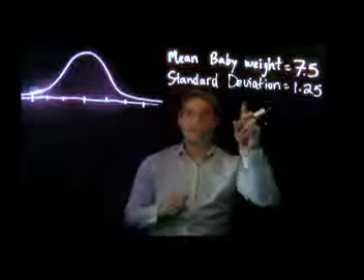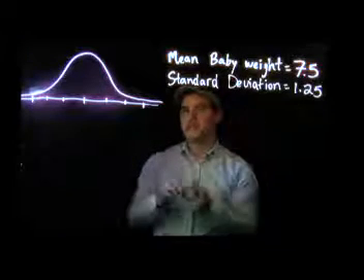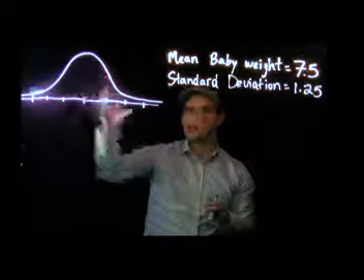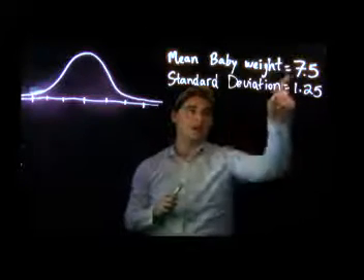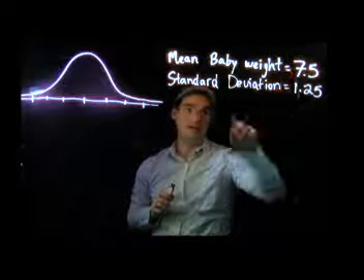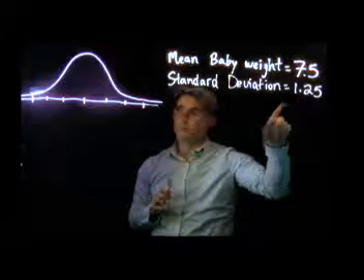So I'm here to talk to you about an example of the normal distribution. What I have set up here is a chart which will demonstrate all the probabilities of baby weights. We're going to have an average baby weight at birth of 7.5 pounds with a standard deviation of 1.25.